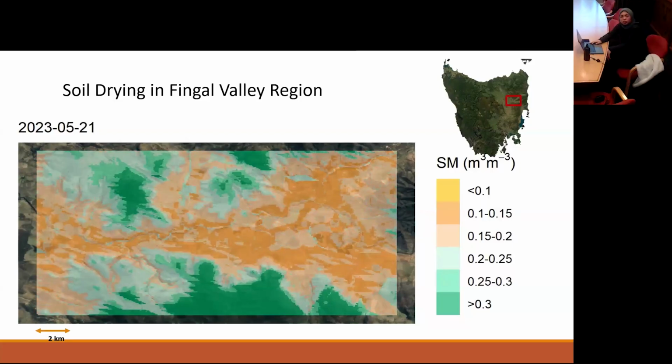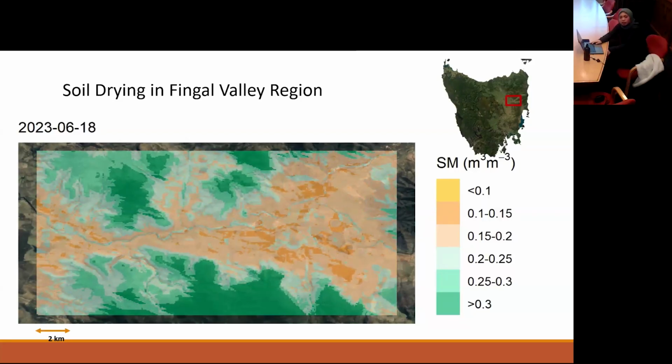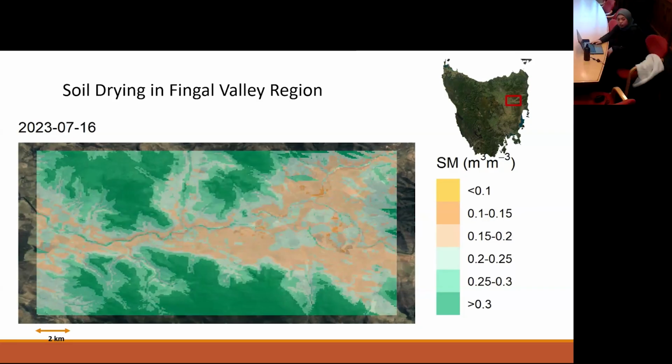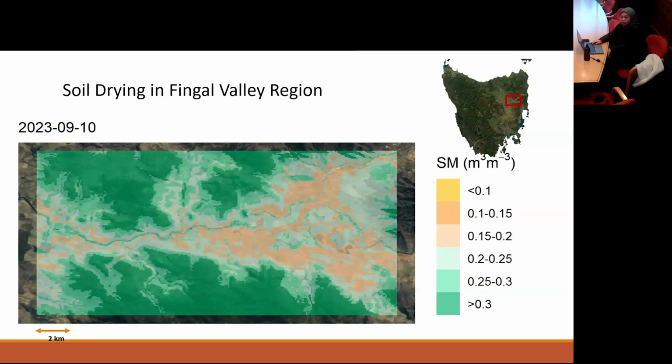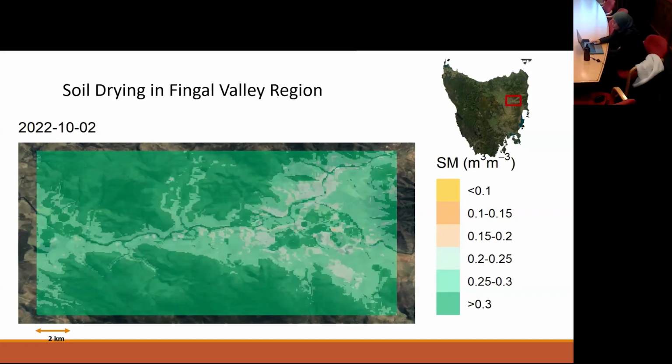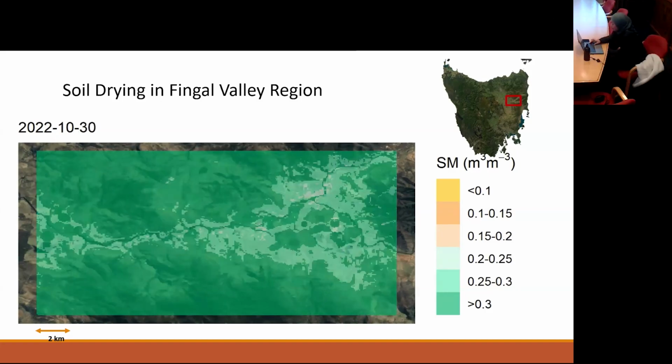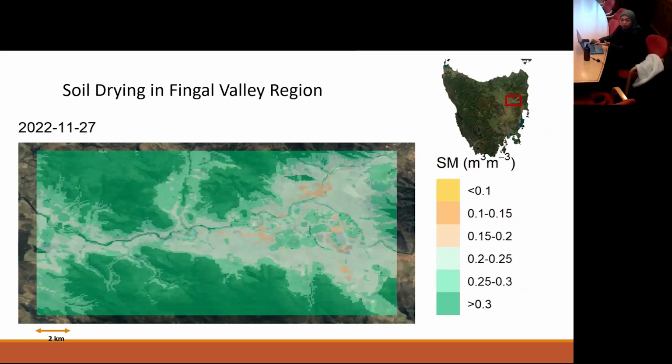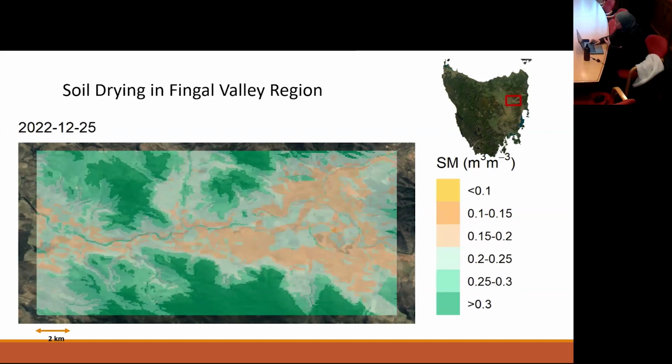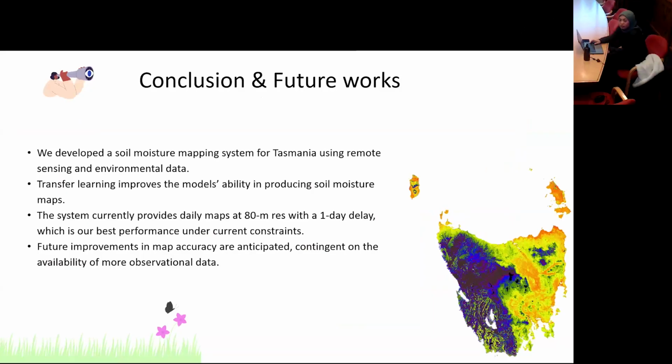So we can see that the soil over the Bengal Valley region is getting dry during the summer season, and then it's getting wet again during the winter season. So it can be useful if you want to do monitoring for drought, something like that. And this is the conclusion of our work for this one.